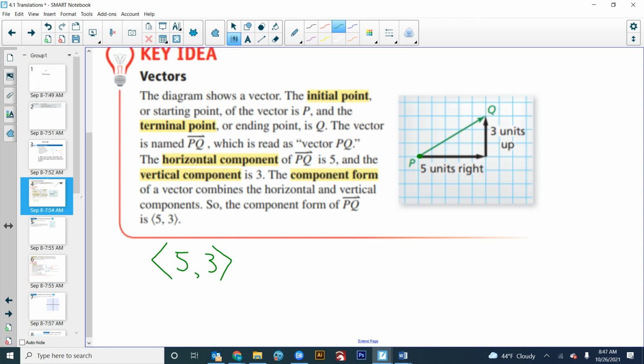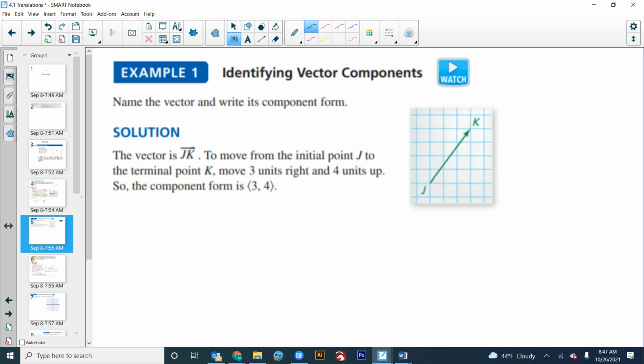I kind of skipped over a couple things. This vector is named PQ. It's kind of grainy, kind of tough to see. Can you see how that's written? It's not line PQ. It's got a half arrow. I'm going to rewrite it since it's tough to see. It's like the top half of an arrow. So it's called vector PQ. We're not going to call it line PQ.